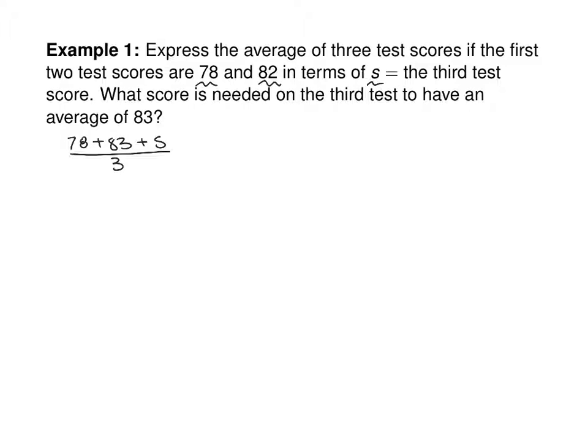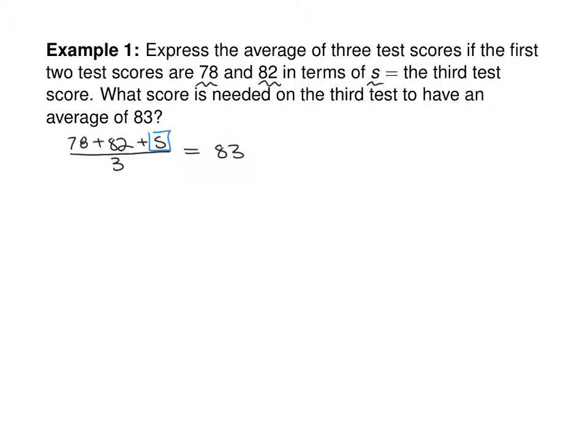Oops, I did the wrong thing. That shouldn't say 83. That should say 82. I was ahead of myself there. So that's the average of your 3 test scores with one of them unknown. Now you want to know what this last test score has to be to obtain an average of 83. So you set this equation equal to 83, and then you solve it.